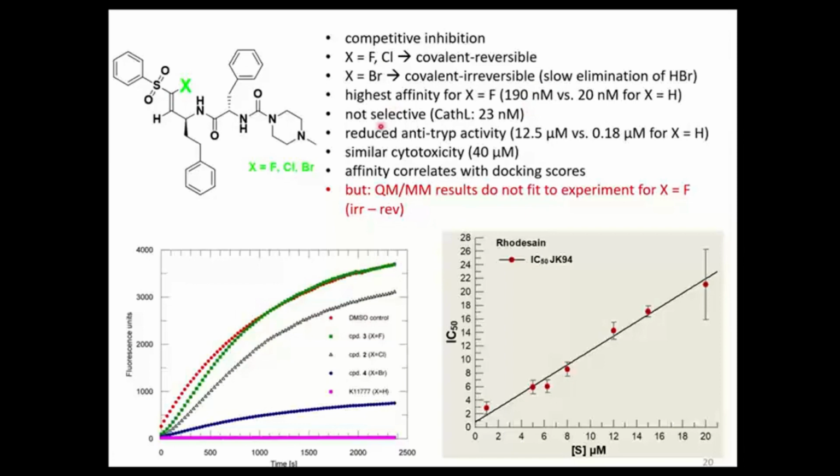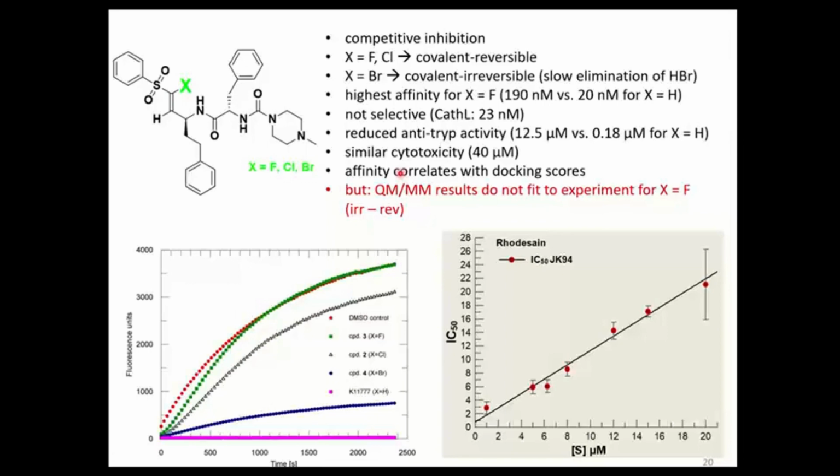Unfortunately, this compound is not selective versus human enzymes. It's even more active against human cathepsin L. The compound unfortunately has reduced anti-Tryp activity, and it is similarly cytotoxic as K11. On the other hand, the affinities we obtained by the enzyme assays correlated quite well with the docking scores we obtained by covalent and non-covalent docking methods.